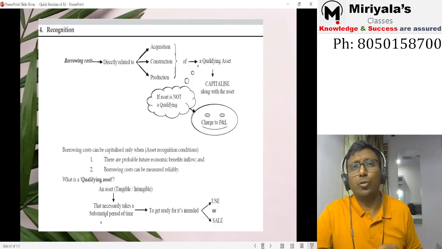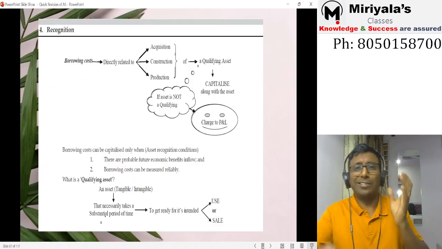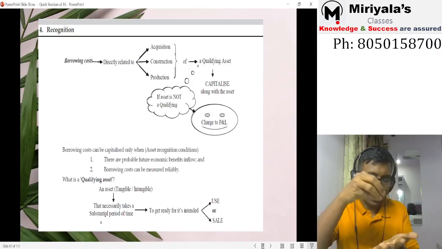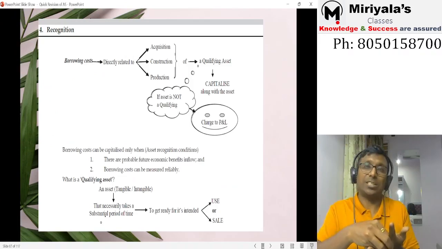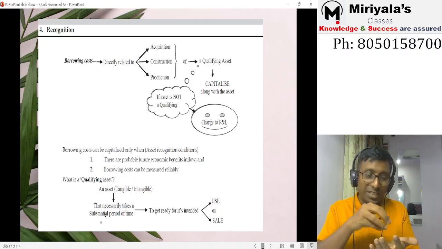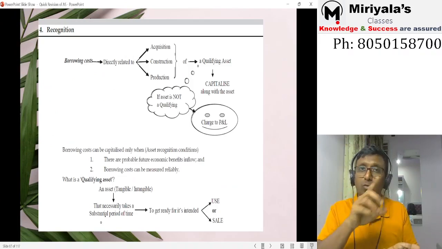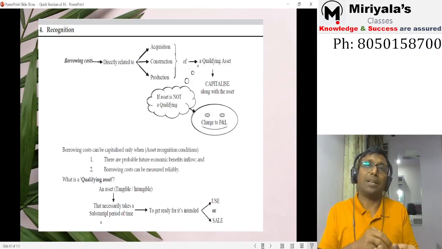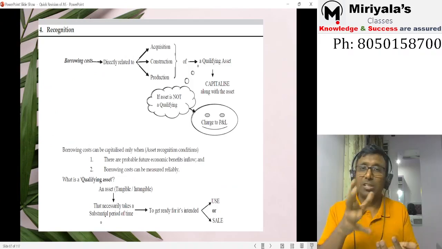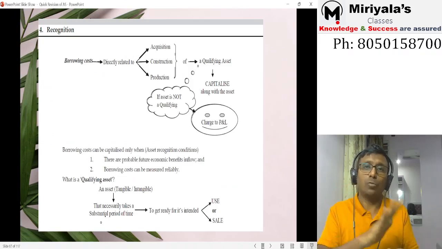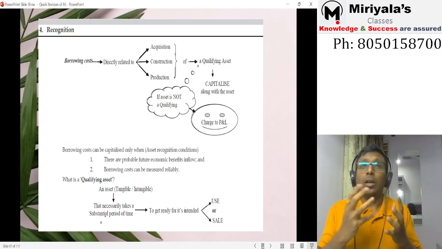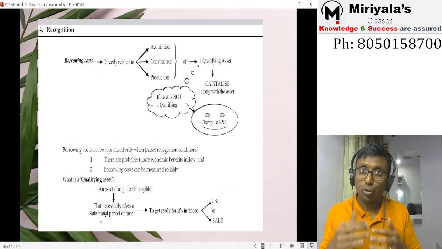Sir, borrowing cost, what do you do? Borrowing cost, whatever you have incurred on the acquisition of the asset, construction of the asset, or production of the asset. Okay, right. What do you do? Is the asset a qualifying asset? If you say yes, then it will be capitalized along with the asset. No, sir, it is not a qualifying asset. Then it will be charged to the profit and loss statement. Okay, yes, it is charged to the profit and loss statement.